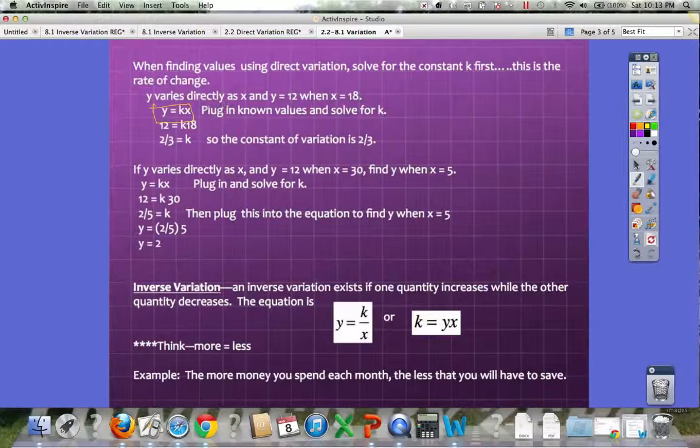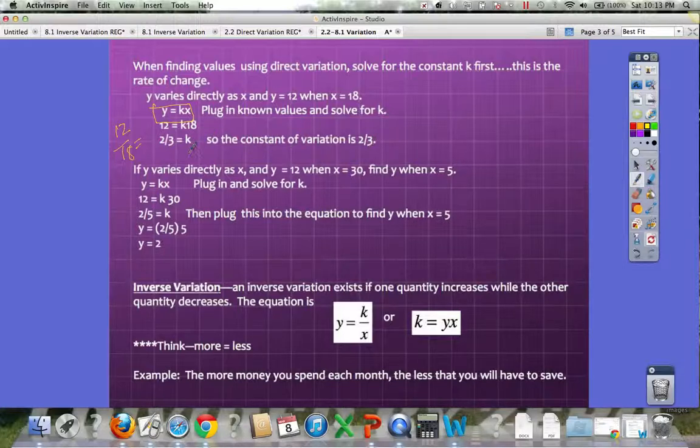and then plug in what you have and solve for k. So it says y is equal to kx, and it says y is 12, so I'll put in a 12 there, equals k, and then x is 18. So when you solve for k, you're going to have 12 divided by 18, which simplifies to 2/3. 6 goes into both of those. So your constant of variation is 2/3.